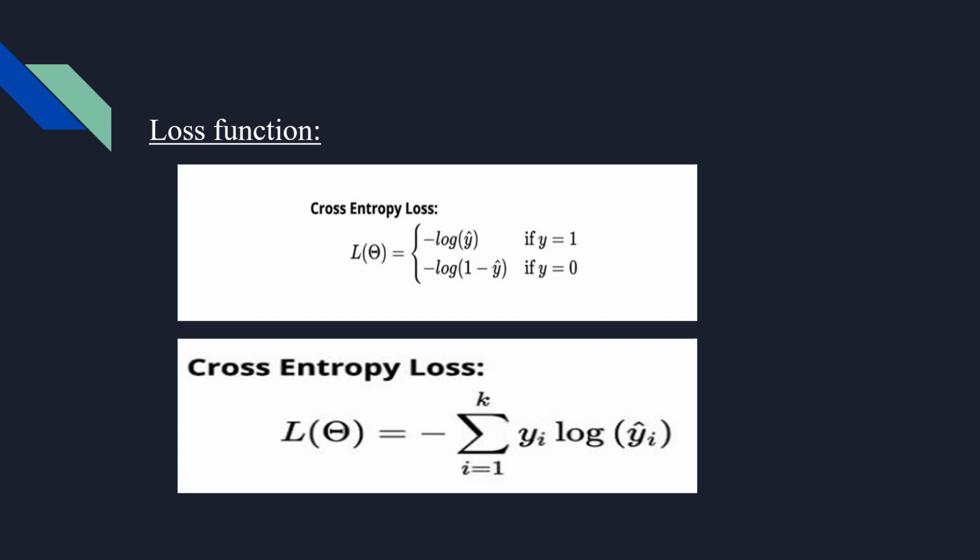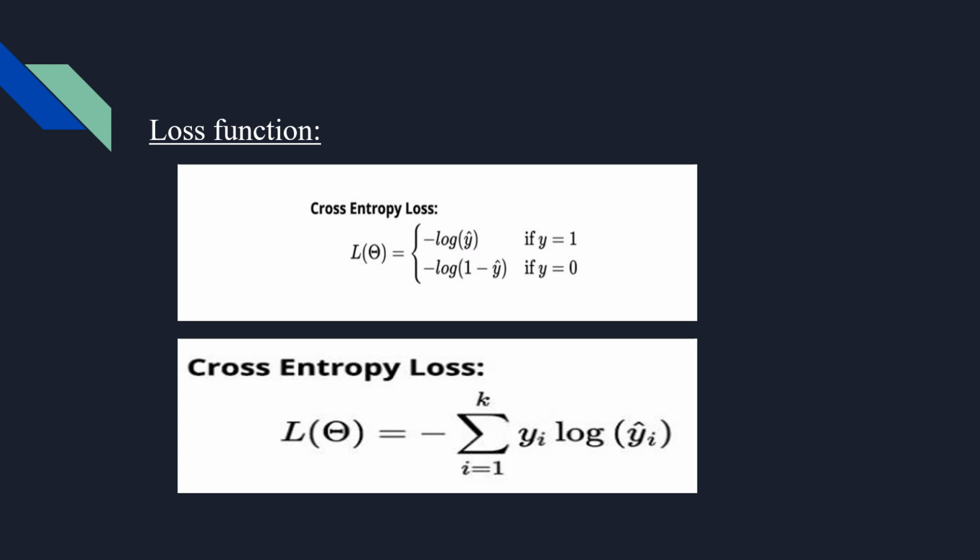The image shows that as a result of multi-class categorization, a cross entropy loss occurs. Then the equation of the loss function, the cross entropy loss L of theta equals minus log of y cap if y equals 1, then there is another case, minus log of 1 minus y cap if y equals 0.